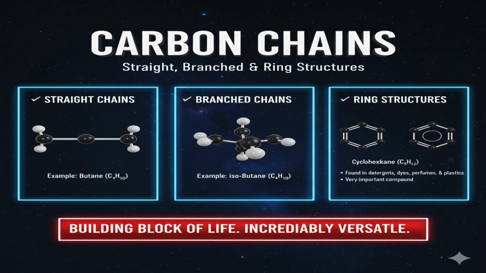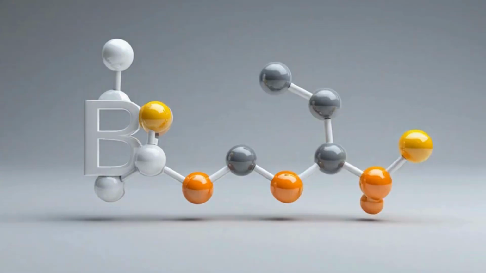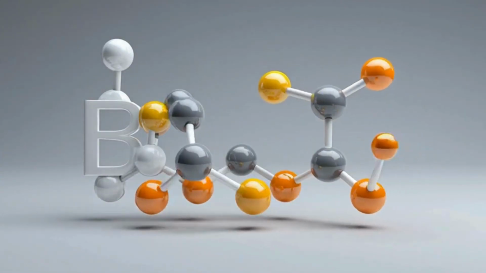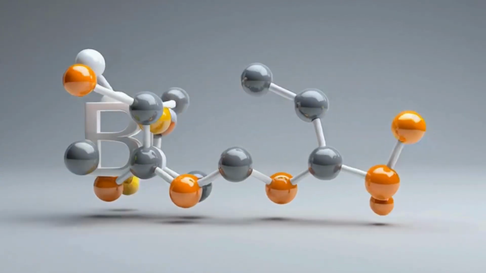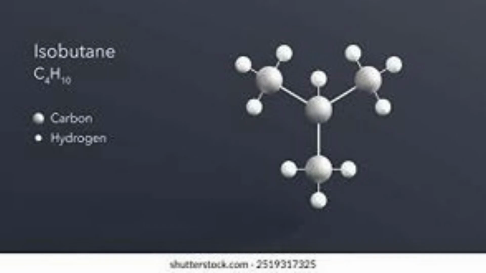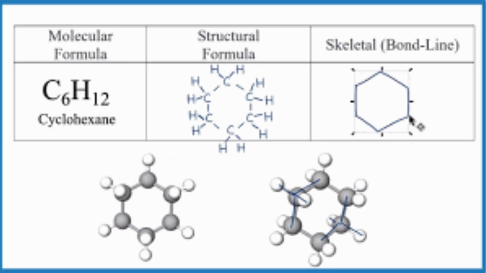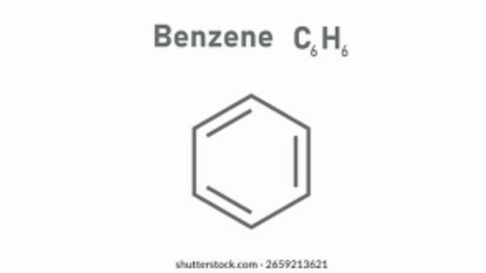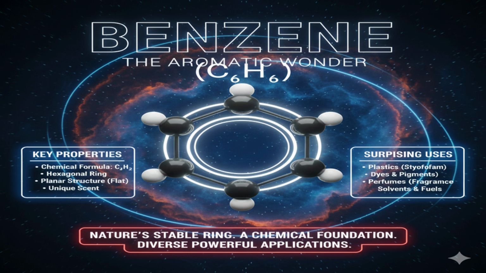Number 5. Carbon chains: straight, branched, ring. Carbon compounds can form different types of structures. Straight chains, example butane. Branched chains, example isobutane. Ring structures, example cyclohexane C6H12, benzene C6H6. Benzene is very important because it is found in detergents, dyes, perfumes and plastics.